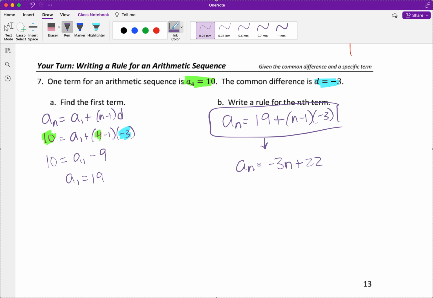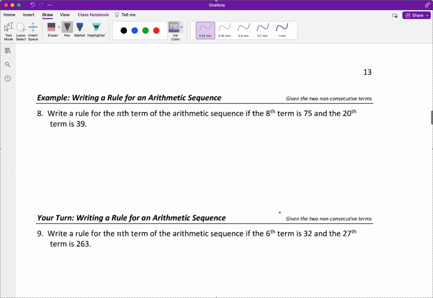And again, that's linear. That's what I'm driving home. Arithmetic sequences are the same idea as linear functions. They're just slightly different because their domain has to be positive integers. 1, 2, 3, 4. No decimals, no negatives, no 0.